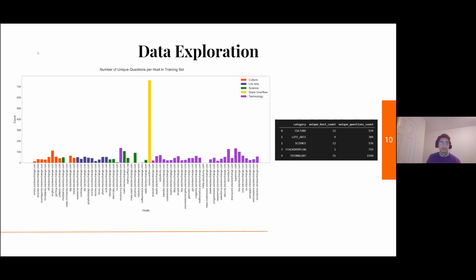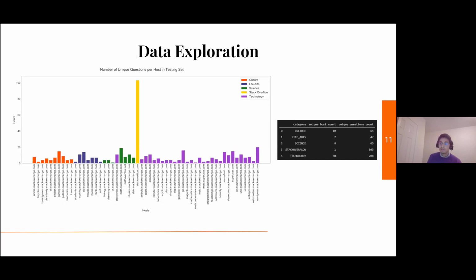A second thing to consider here is that 2 of these sites, the mechanics and the electronics Stack Exchange, were labeled with 2 different categories, which might impact competitors if they utilized category embeddings, and may have influenced their ability to predict. So that's specific to the training set.